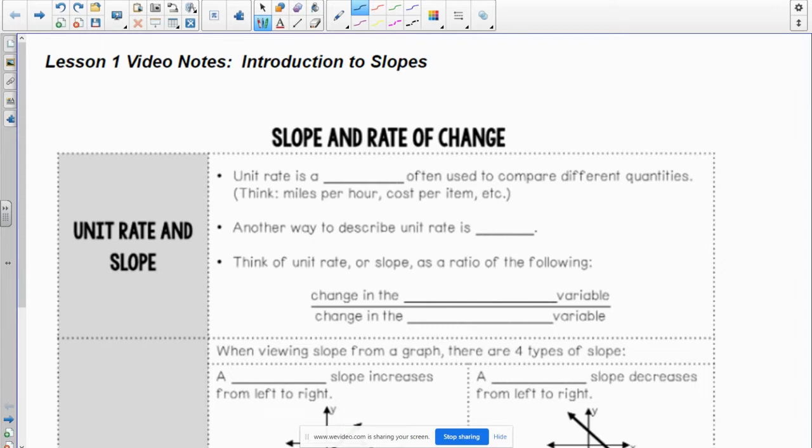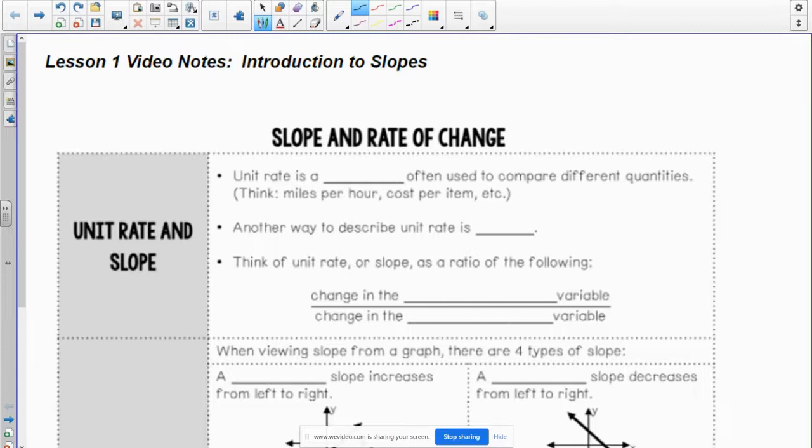We're going to start function 2, and function 2 is going to start with a lesson, we're going to call it lesson 1, which is an introduction to slope. And slope is an idea that we use to describe a linear line. It's used in the real world a lot.